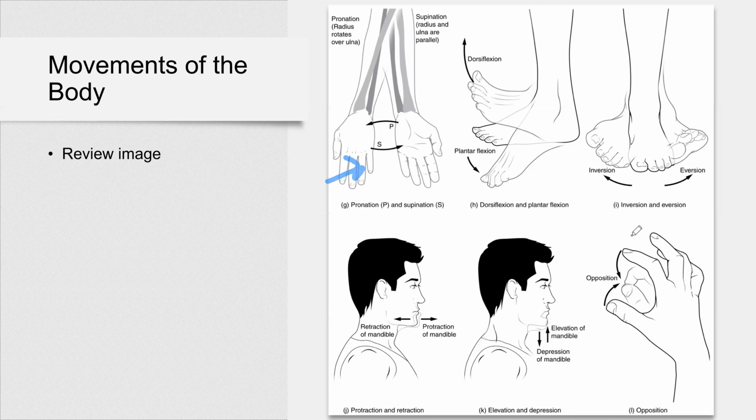So those only apply to a few parts of your body. While, for example, flexion and extension, adduction and abduction, we have more joints that are capable of those types of movements.